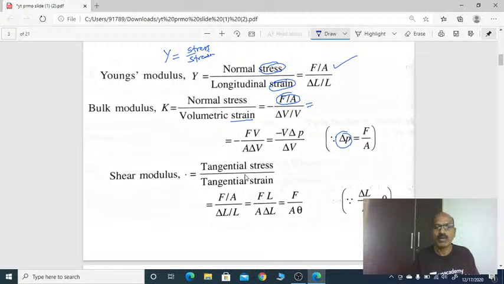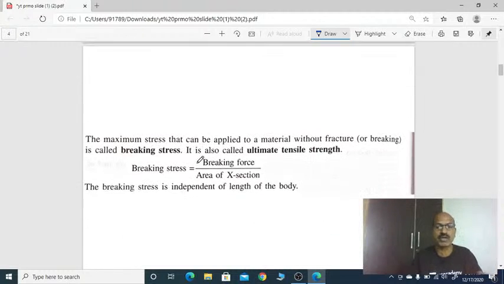Now, shear modulus, tangential stress by tangential strain. This is F by A theta. Theta is nothing but delta L by L, change in length by original length. These formulae, Young modulus, bulk modulus, keep in mind, very useful for all the competitive examinations.